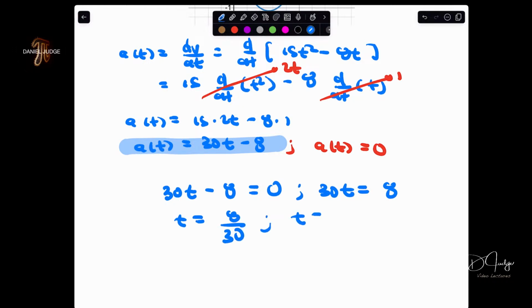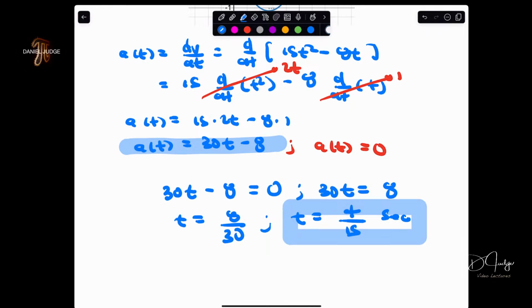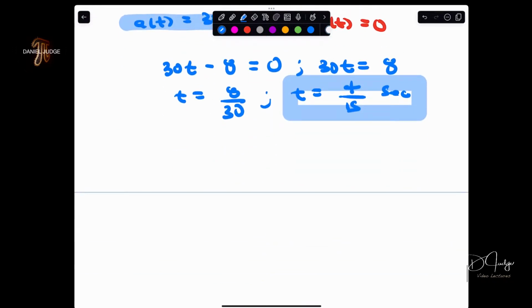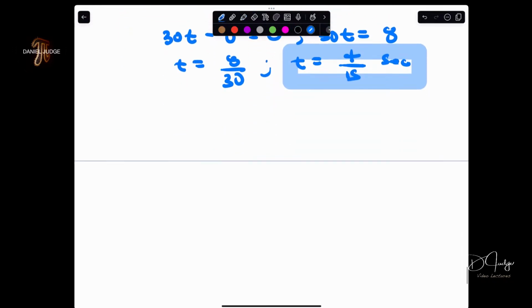Now I'm going to simplify this. 4 over 15. Let's double check. 8 divided by 2 is 4. 30 divided by 2 is 15. We can't simplify any further. So acceleration is 0, ladies and gentlemen, for this value of t, 4 over 15 seconds. Okay, that's a bit different than the last problem.